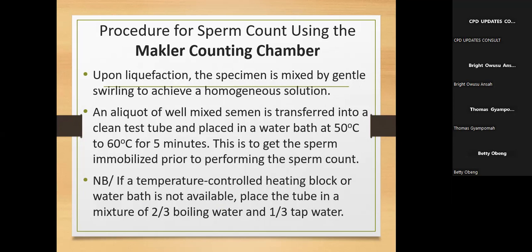sperms. The difference between the Makler chamber and the Neubauer chamber is that in the Neubauer chamber you are going to use a diluting fluid. That diluting fluid has the capacity to immobilize the sperms. Sperms are moving, even if it is just on-the-spot movement. If you want to count something which is moving, of course you can't do it. So they must be immobilized. They must be killed to some extent.